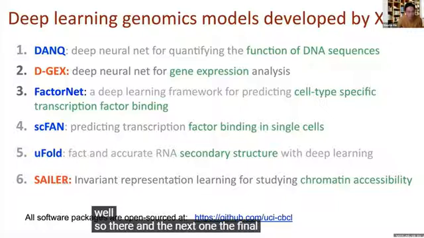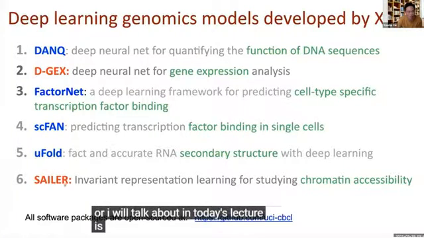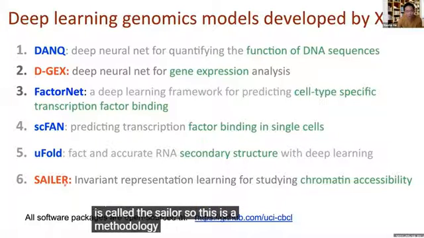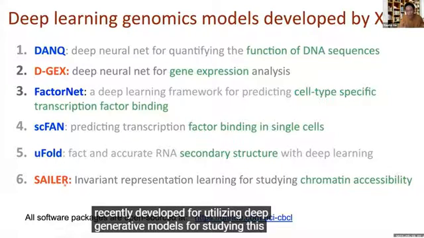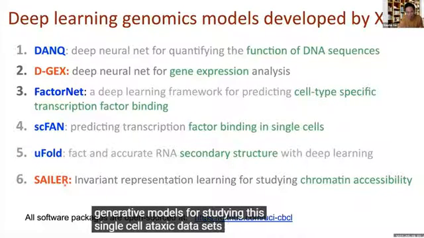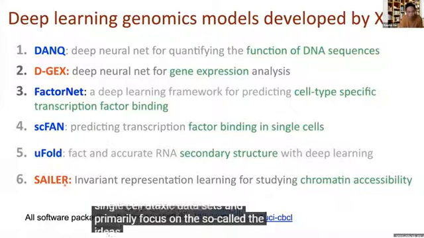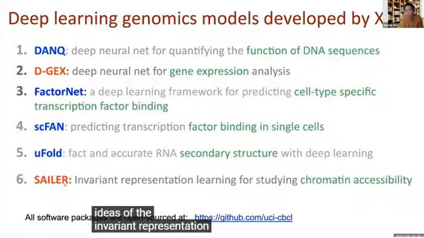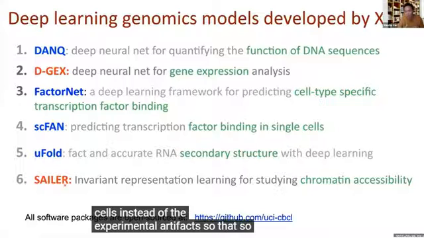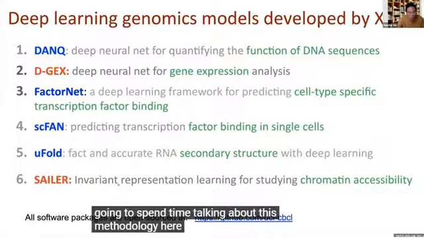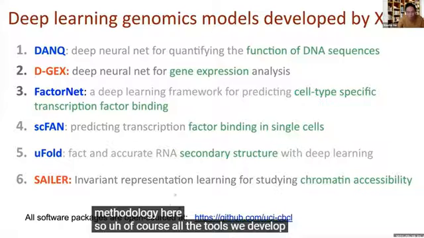The final one I will talk about in today's lecture is called SAILER. This is a methodology we recently developed for utilizing deep generative models for studying single cell ATAC-seq data sets, and it primarily focuses on the idea of invariant representation learning. That is, learning hidden representations that reflect the underlying biological properties of the cells instead of experimental artifacts. We're going to spend time talking about this methodology. Of course, all the tools we develop are open sourced and available on GitHub here. If you want, you can check them out.